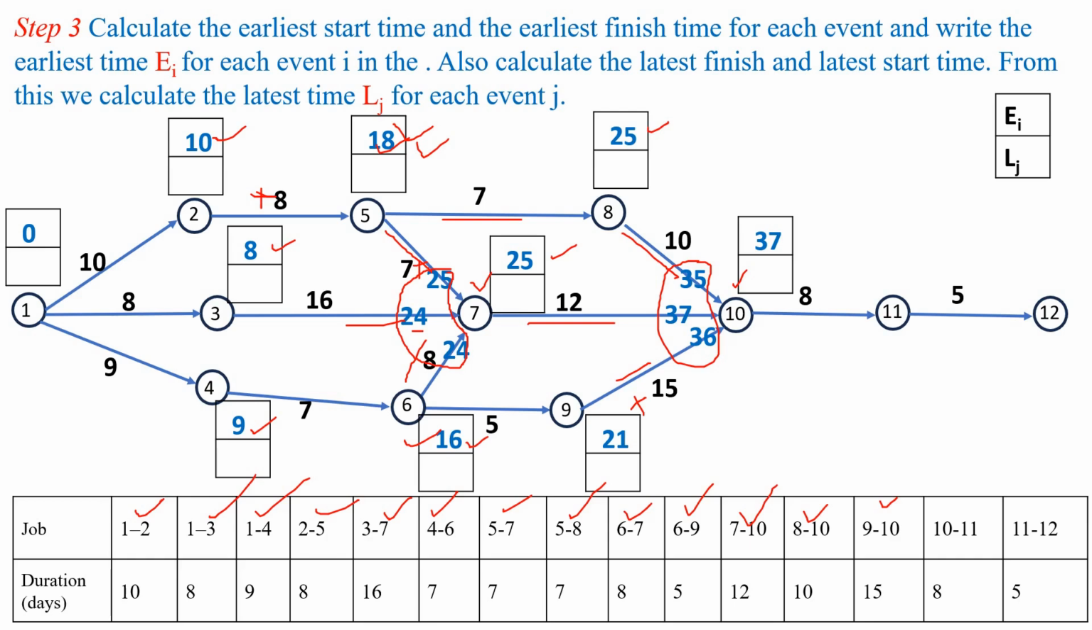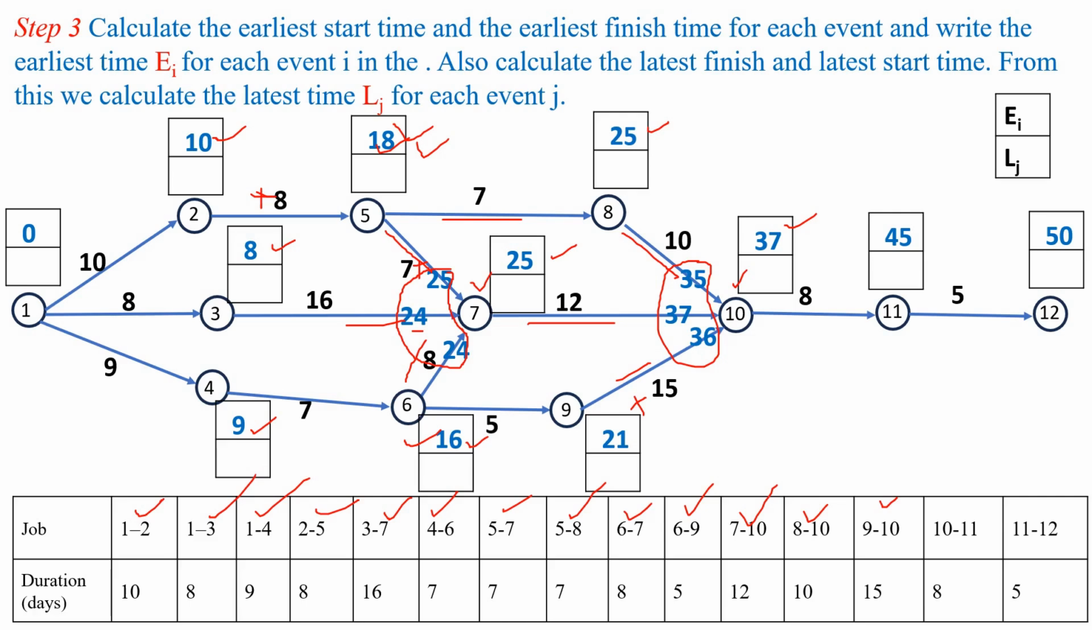Next, 10 to 11, start time is 37 and finish time is 37 plus 8, 45. And next activity 11 to 12, start time is 45 and finish time will become 45 plus 5, this is 50.